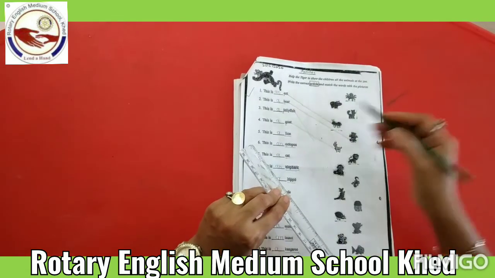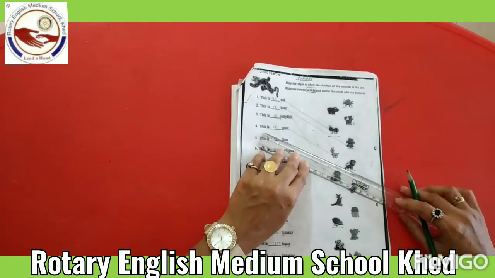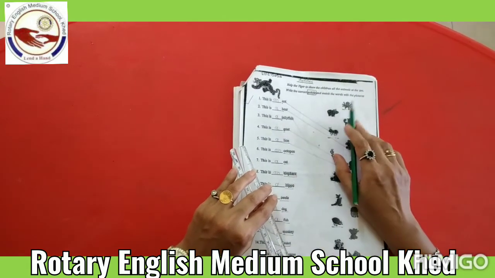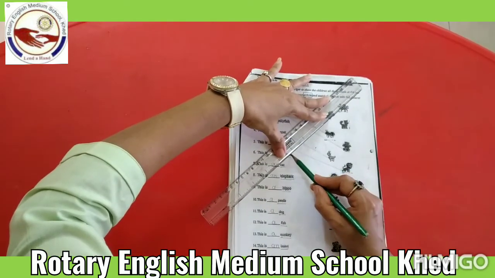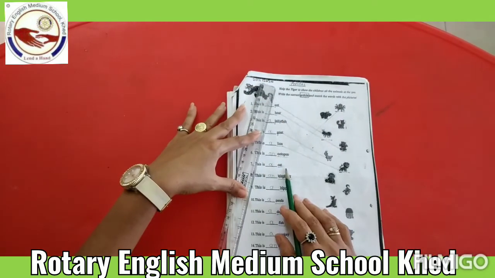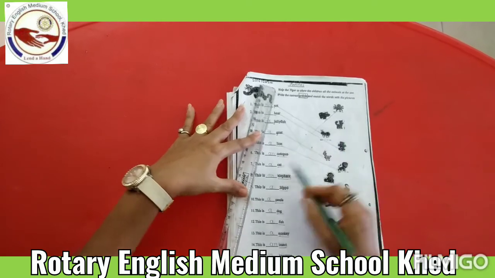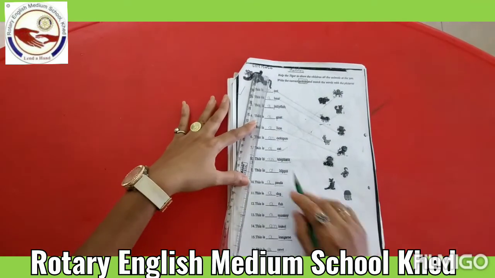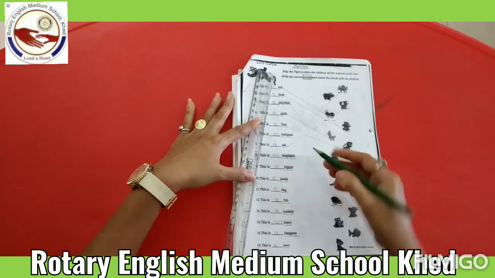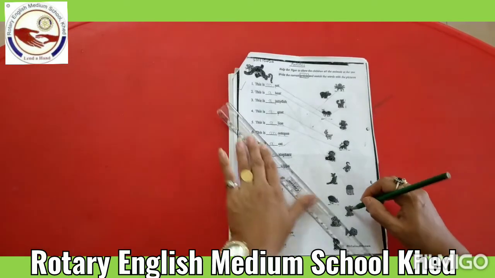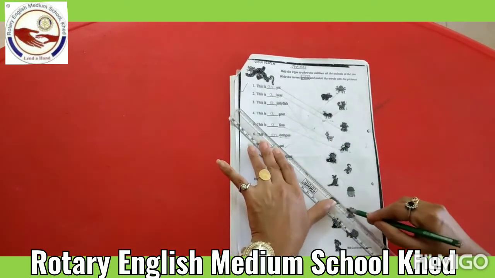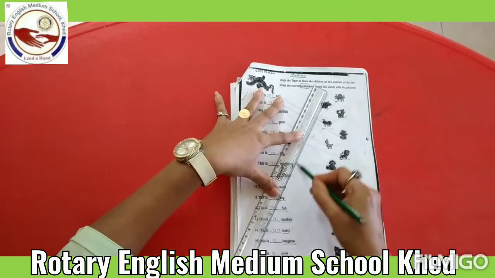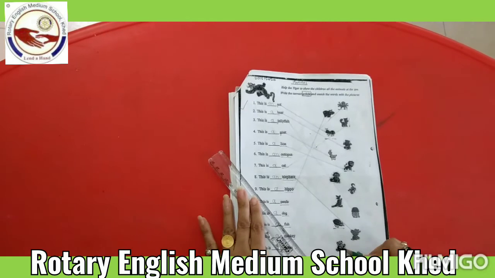Next is lion. So where is lion? Here. So lion. Next is octopus. What is this? Octopus. So where is octopus? Here. So you have to take your scale up and match with the octopus. Next is cat. So where is cat? Here I found cat. Now next, elephant. What is this? Elephant. So where is elephant? Here. Next is hippo. Look here. Hippo.